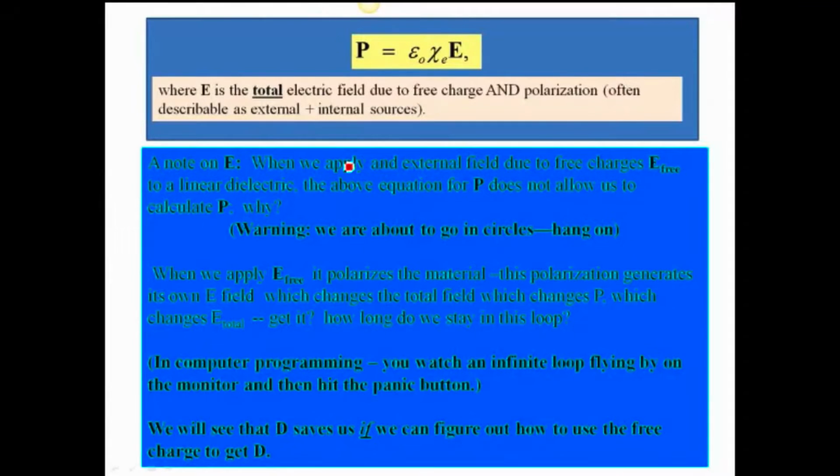When we apply an external field due to free charges, E sub free, to a linear dielectric, the above equation for P does not really allow us to calculate P. Why? Well, just a warning, we're going to go in circles, so you're going to have to hang on here. When we apply the free electric field, it polarizes the material. This polarization generates its own E field, which changes the total field inside, which changes the polarization, which changes the E total, and it just keeps going.